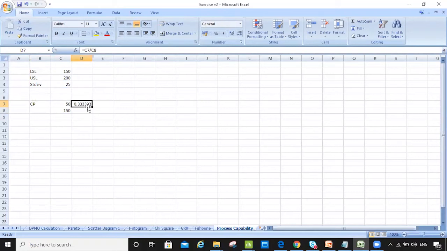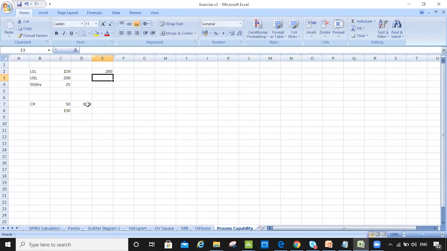Which is less than 1, which means it's not a good design by its feature, and not the required capability. So it means the spread between the upper specification limit and lower specification limit is not enough. Okay, let's take another example.